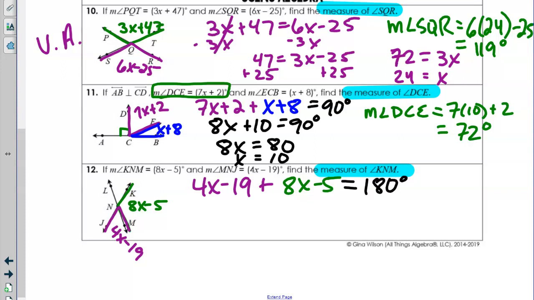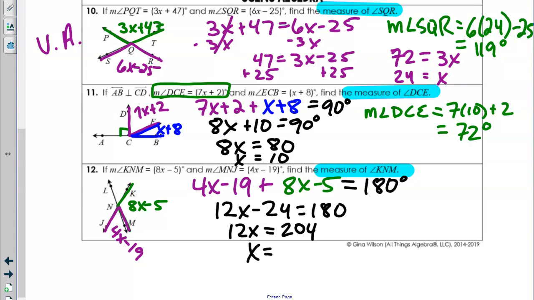Now we're going to combine like terms, so 4x and 8x gives me 12x. What does negative 19 minus 5 give me? Negative 24. What do I do now to solve? Very good. We're going to add 24 to both sides. So we get 12x equals 204. Is that right? What is 204 divided by 12? Wonderful.